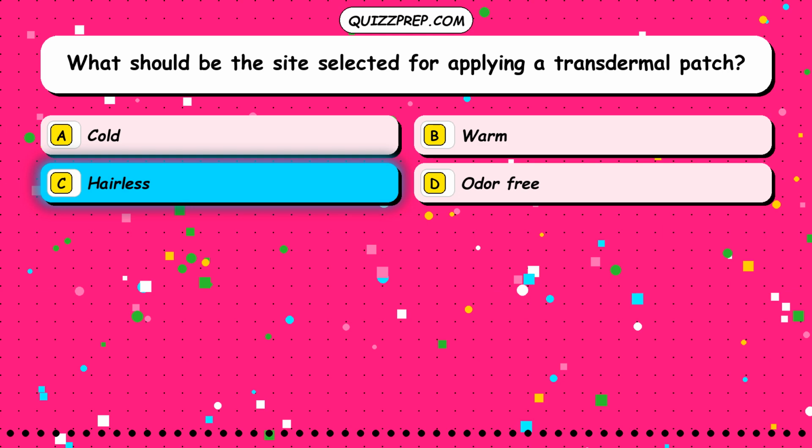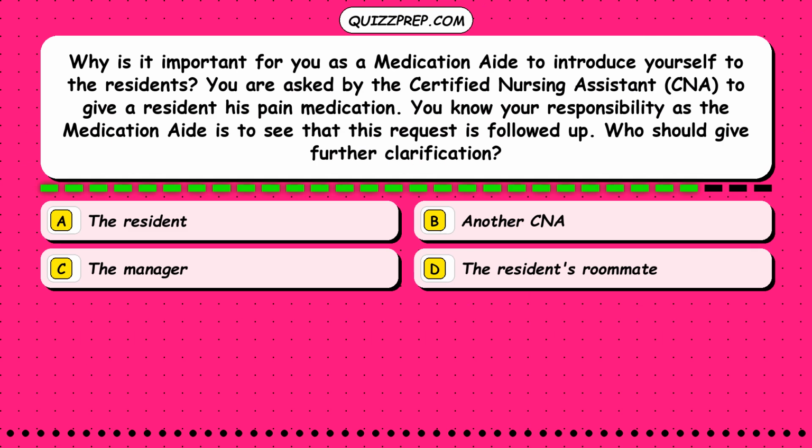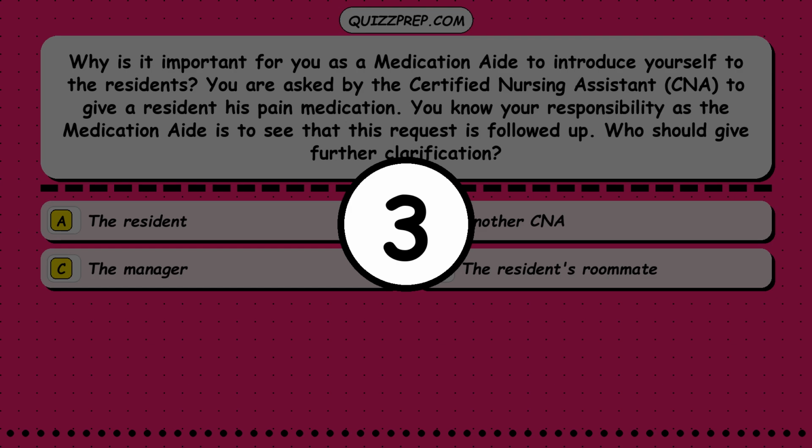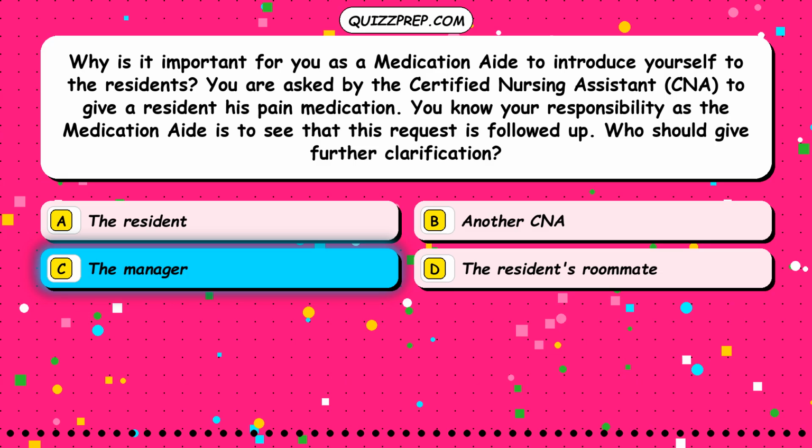Hairless. Question 6. Why is it important for you as a medication aide to introduce yourself to the residents? You are asked by the Certified Nursing Assistant, CNA, to give a resident his pain medication. You know your responsibility as the medication aide is to see that this request is followed up. Who should give further clarification? Option A. The resident. Option B. Another CNA. Option C. The manager. Option D. The resident's roommate. The correct answer is option C.